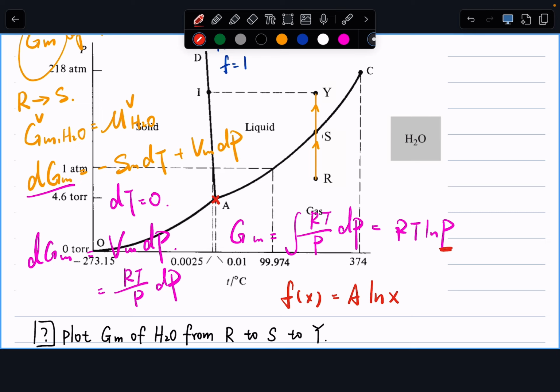Now I'm going to leave it for you to think about: what about at point S? What is my molar Gibbs free energy at point S? And how do I plot my molar Gibbs free energy change with respect to pressure after we're in the liquid phase? We'll pick up from here in our next lecture to go over how to do it.